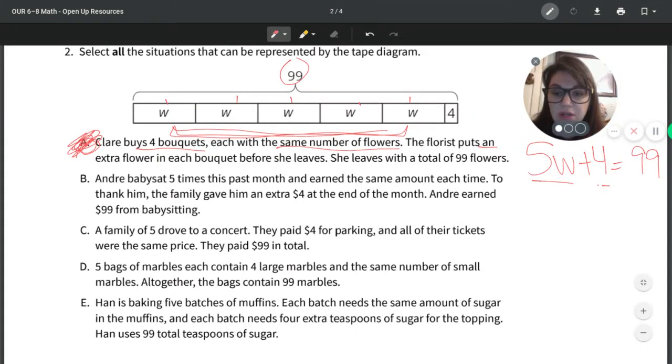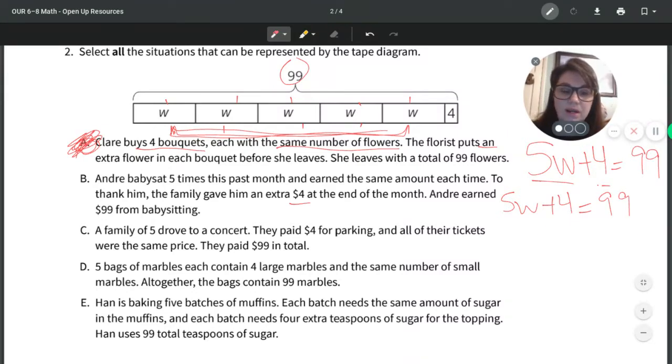Next, it says Andre babysat 5 times this past month and earned the same amount of money each time. Okay, well, it's kind of looking good. We have 5 times 1, 2, 3, 4, 5 times that Andre babysat. We don't know what his wages were, so it would be 5 times the wages that he earns. To thank him, the family gave him an extra $4, so they added $4 to the wages that they gave him. And then it tells us that Andre earned a total of $99.